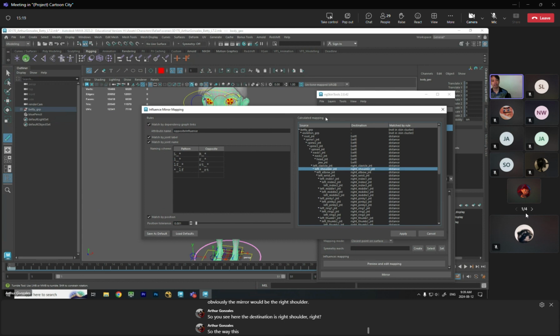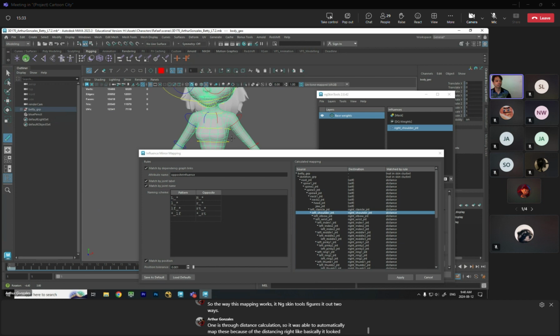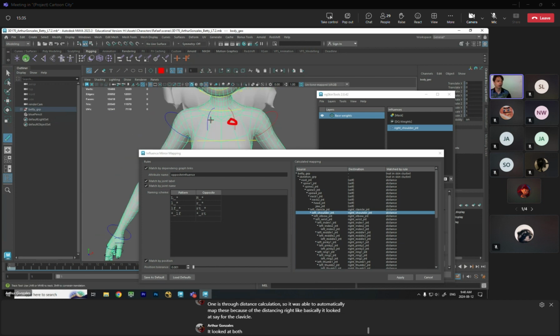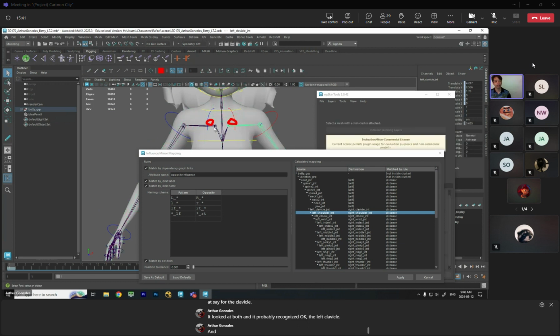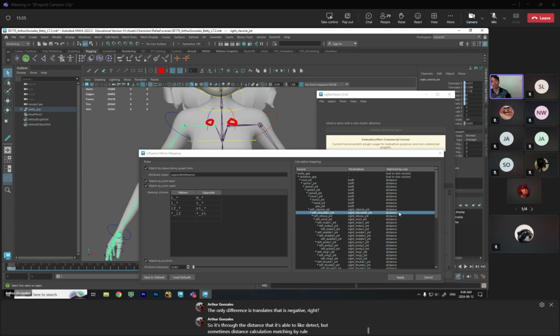So the way this mapping works, NG Skin Tools figures it out in two ways. One is through distance calculation. So it was able to automatically map these because of the distancing, right? Like basically it looked at, say for the clavicle, it looked at both and it probably recognized, okay, the left clavicle and the right clavicle, look at these values in the translate. The only difference is translate Z is negative, right? So it's through the distance that it's able to detect. But sometimes distance calculation, matching by rule through distance, doesn't work. And that's usually the reason why it doesn't work.